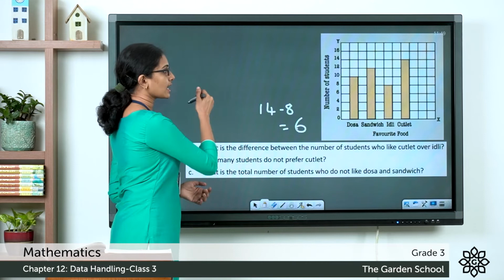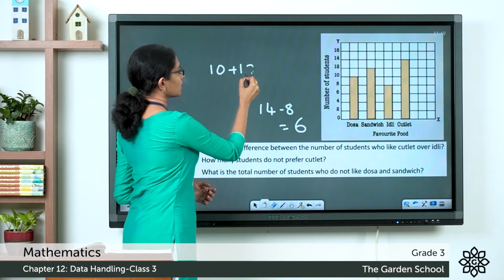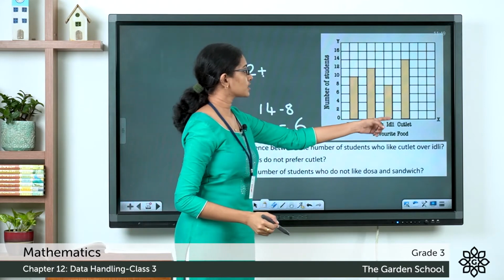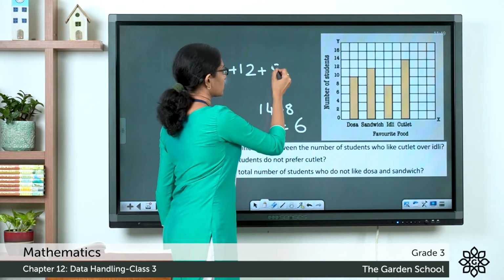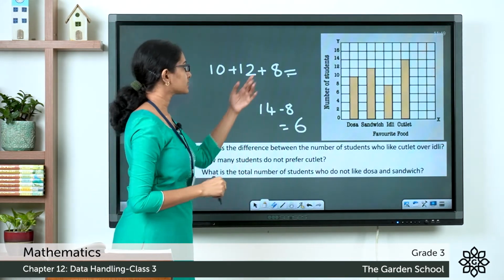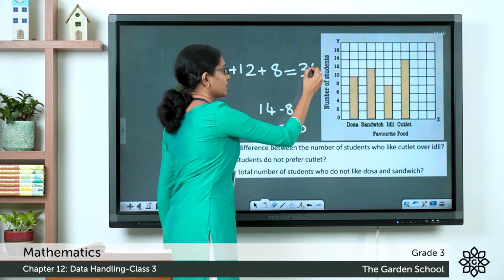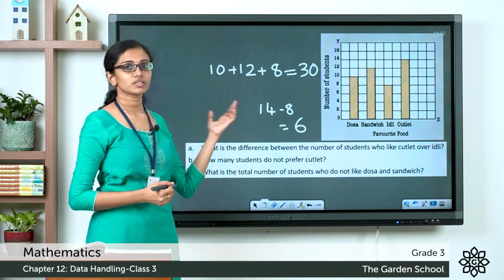So what is the answer there? It is 10 plus 12 plus how many students like idli as their favorite food? It is 8. So what is the total answer? 10 plus 12 is 22 plus 8 is equal to 30. So how many students do not prefer cutlet? It is equal to 30.